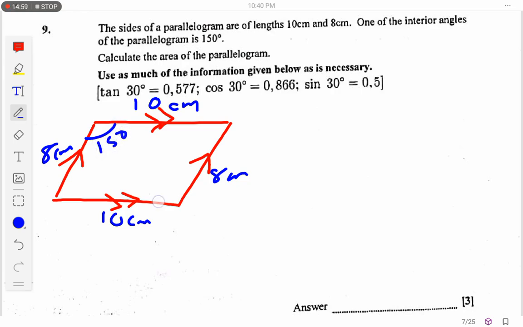So when this is 150, this is also 150. The remaining will be 30 here. This is going to be 30 and 30 there. Okay. So let's answer the question. They are saying calculate the area of this parallelogram.